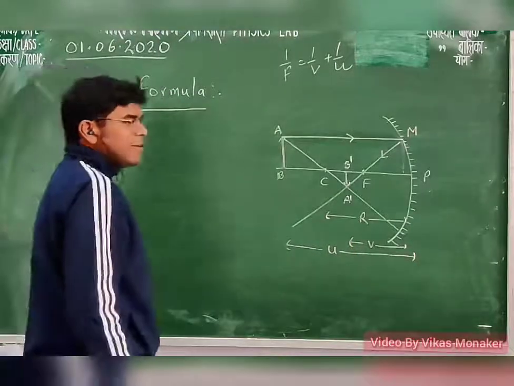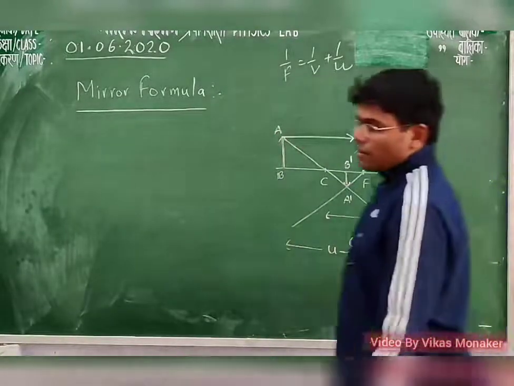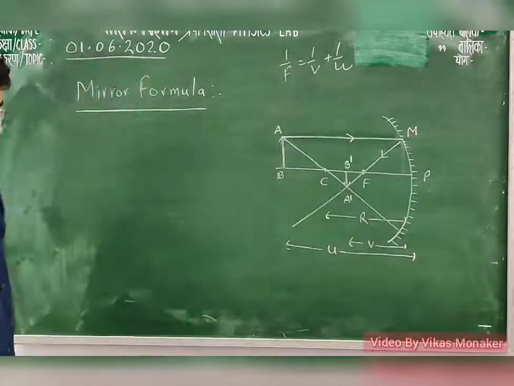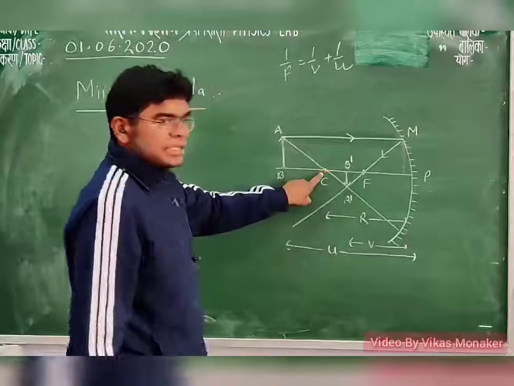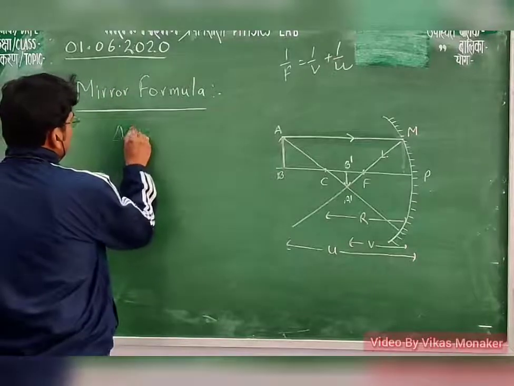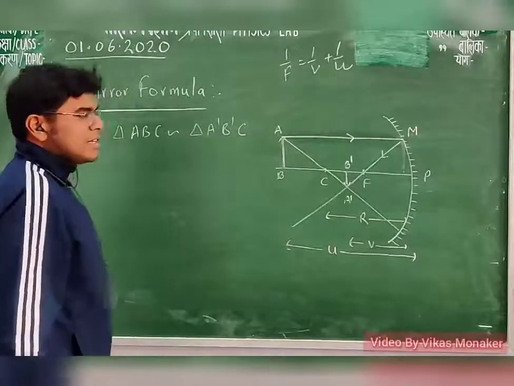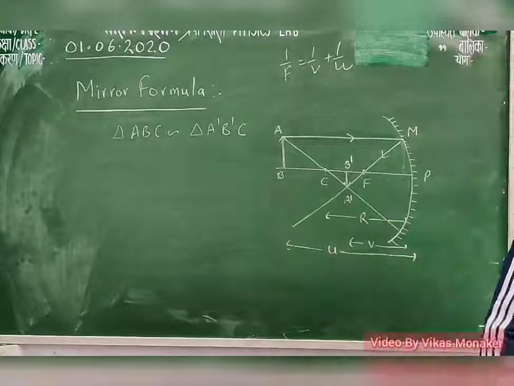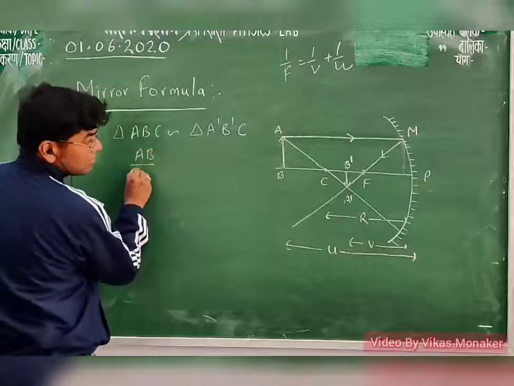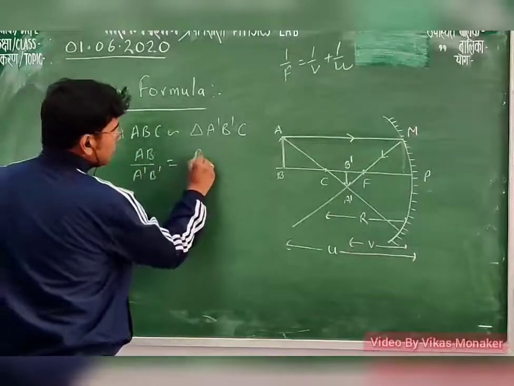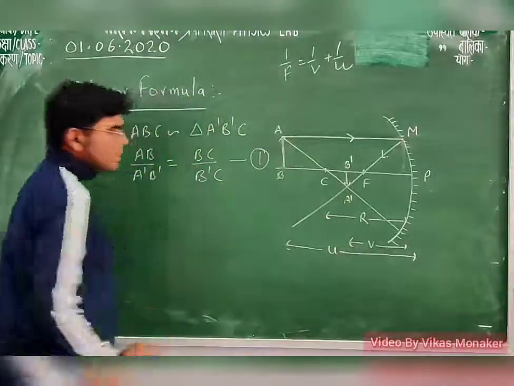Then we will derive this formula by using the property of similar triangles. So in this figure, can you see some similar triangles? You find ABC and A dash B dash C. These are the similar triangles. So triangle ABC is similar to triangle A dash B dash C. When the triangles are similar, we can take the ratio of the corresponding sides, and that should be equal. So from this triangle, AB upon A dash B dash should be equal to BC upon B dash C. Let it be equation number 1.